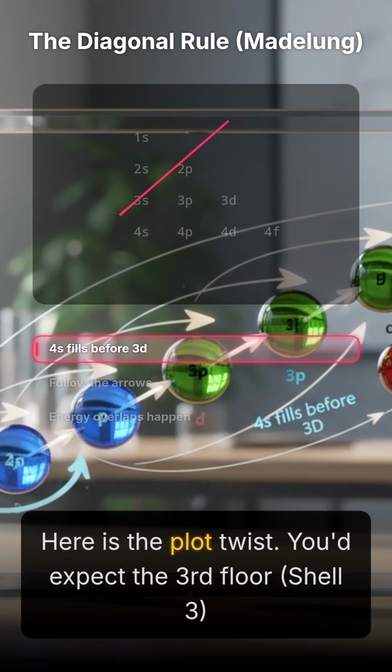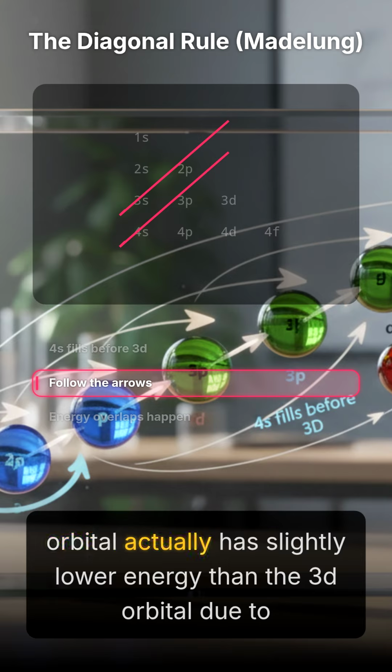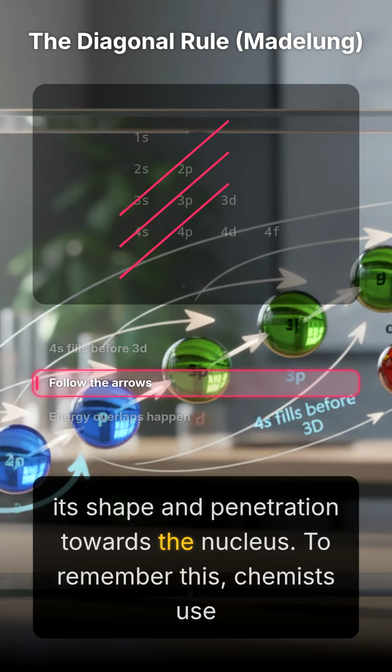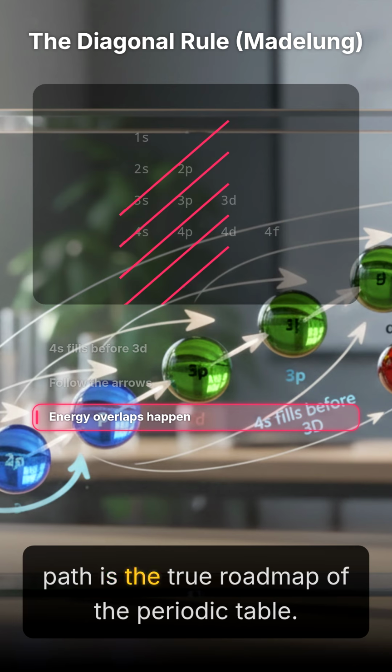Here is the plot twist. You'd expect the third floor, shell 3, to be completely full before opening the fourth floor. Wrong. The 4s orbital actually has slightly lower energy than the 3d orbital due to its shape and penetration towards the nucleus. To remember this, chemists use the diagonal rule. Watch how the arrows cut through the grid. This path is the true roadmap of the periodic table.